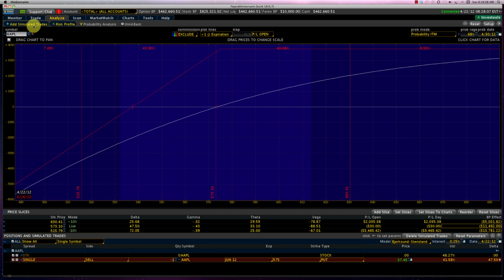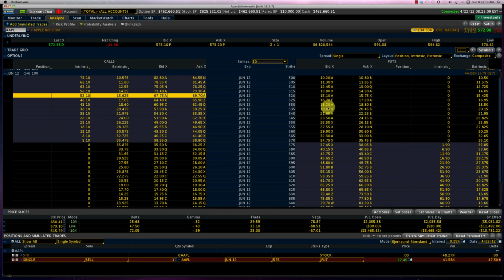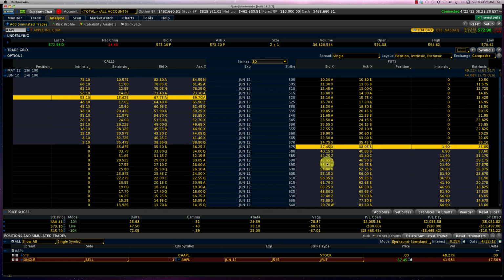So let's go ahead and simulate that. On the put option side, we come to the 550 put. And remember, we've sold this option at $37.45, which is the bid price. And now, what we want to do to limit our risk is to buy the 550.